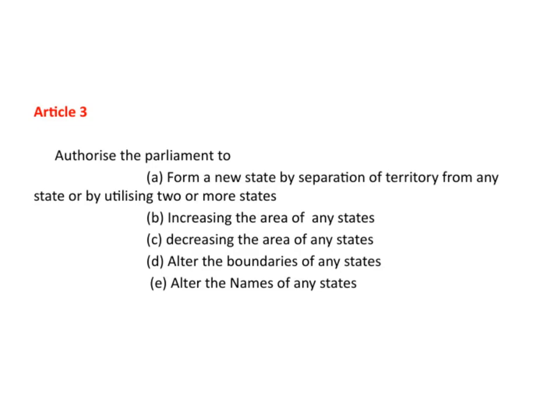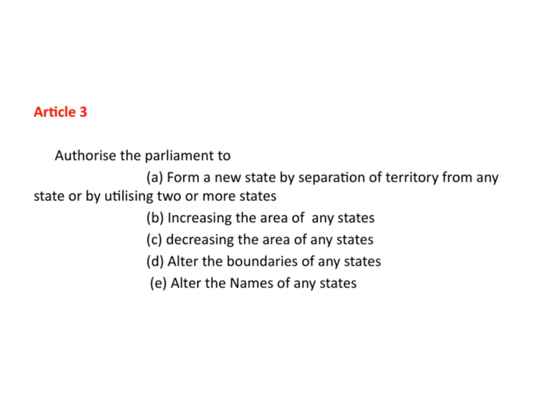Let's take a closer look at Article 3. This article authorizes the Parliament to make significant changes regarding the states within the country. First, it allows the formation of a new state by separating a part of an existing state or by combining parts of two or more states. This is a way to create new administrative units when needed.